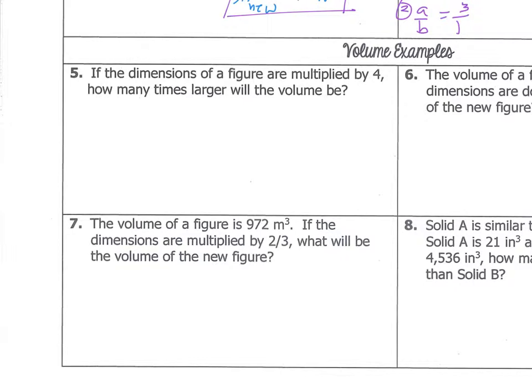If the dimensions of a figure are multiplied by 4, aren't they giving you A right here? So isn't A equal to 4? That's our scale factor. How many times larger will the volume be? So volume is A what? Volume is A cubed, right? So we're going to take our scale factor of 4 and we're going to cube it. What does that give us? 64.